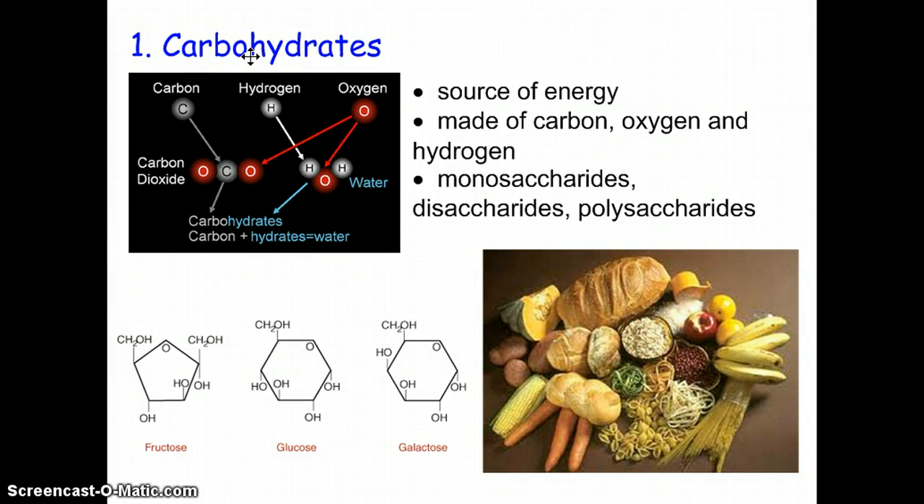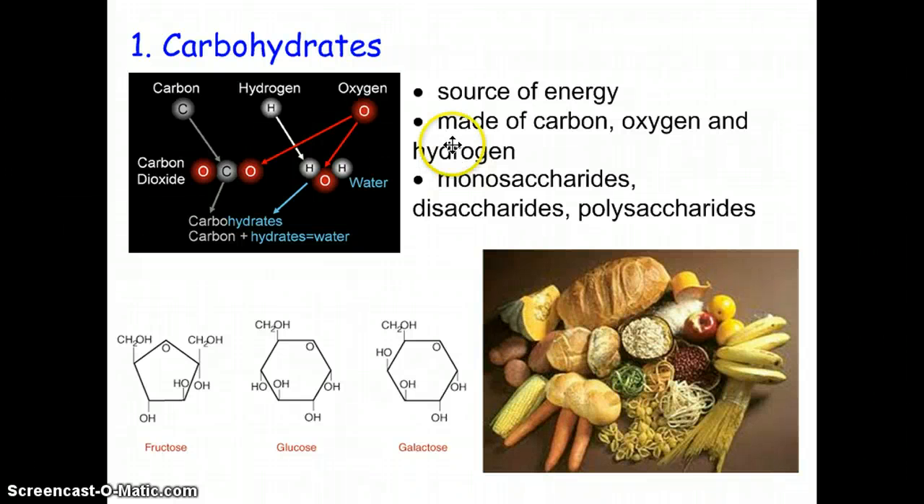Carbohydrates are anything that is starchy, like bread, rice, pasta, or anything that is sweet. So various fruits and vegetables that are sweet, like apples, bananas, even green beans, things that aren't necessarily sweet, they do have a lot of starch in them and a lot of carbohydrates. So carbohydrates are one of our biggest sources of energy.